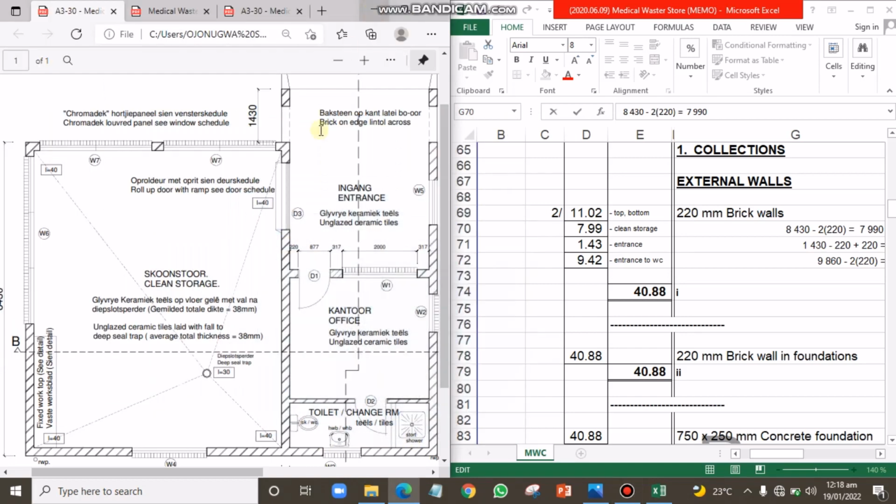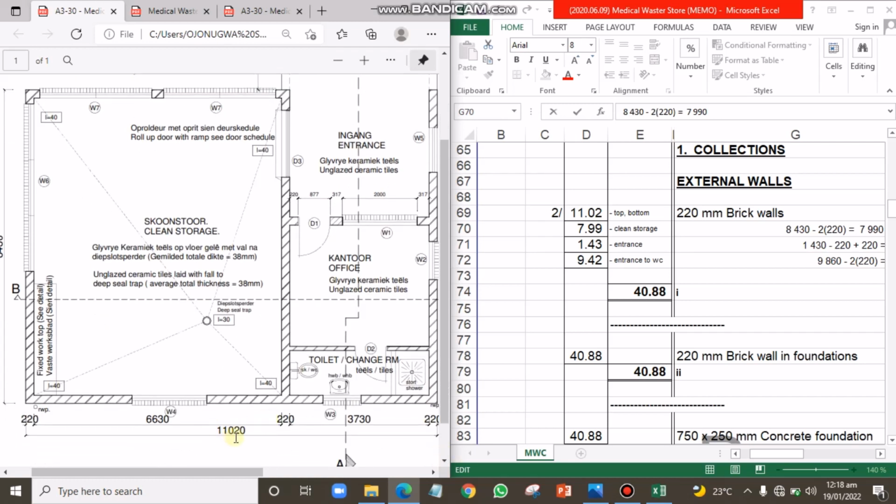Having known our overall length, mind you, forget about the fact that this place has a recess. The length from here to here plus the length from this point to this other point will give us the overall length that we have below as 11.02. So the bottom and the top will all be 11.02. That is what we have here. So these are the four dimensions. When you sum them up together, 2 multiplied by 11.02 plus 7.99 plus 1.43 plus 9.42 would give you 40.88. Now this figure that we have here is what we are going to use when we start booking our dimension after doing this collection.